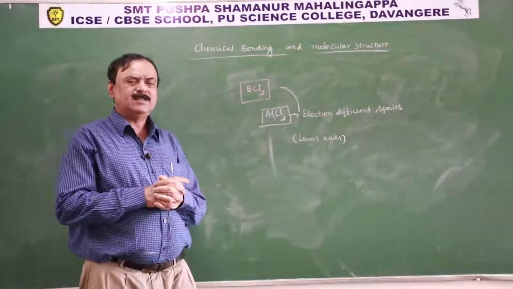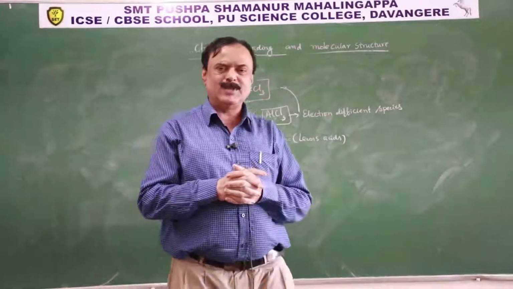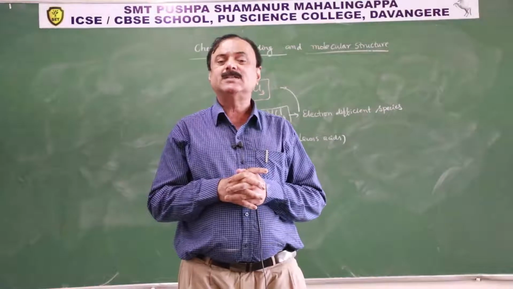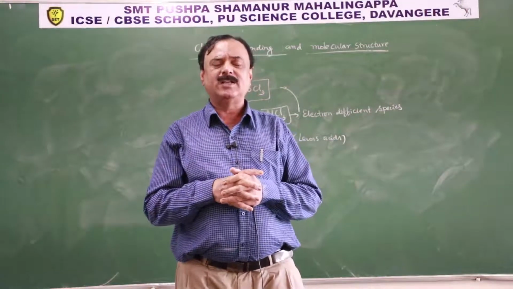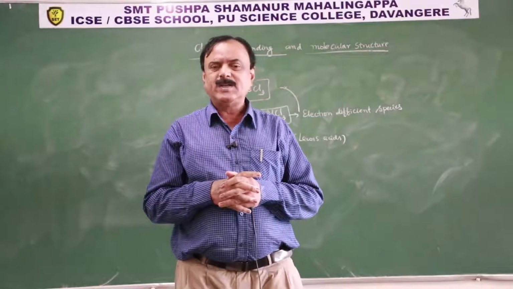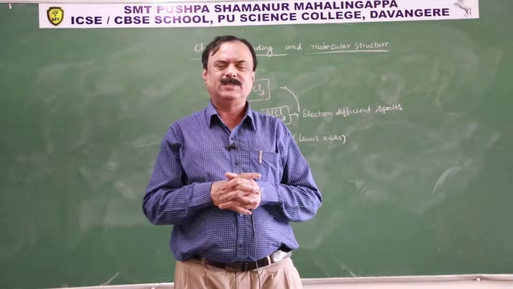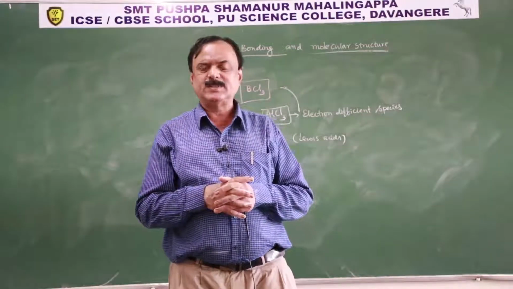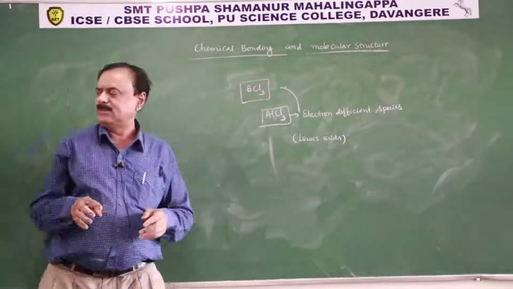Now, why does sodium chloride possess high melting point, whereas some other molecules like organic molecules possess low melting point? Because ionic bond compounds have high melting point, and covalent bond compounds possess low melting point.